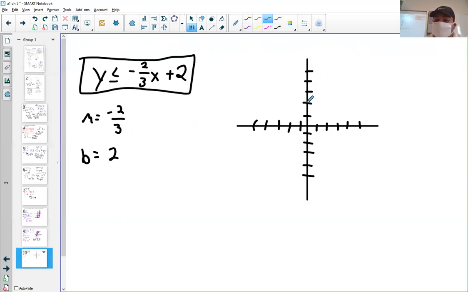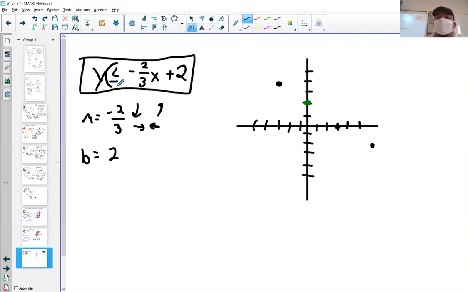So I'm going to go up 2. I'm going to land right here. And then M is -2/3. So that means I'm going to go down 2, right 3. The other way you could do it is up and left. So down 2, right 3. Up 2, left 3. I won't draw that one.